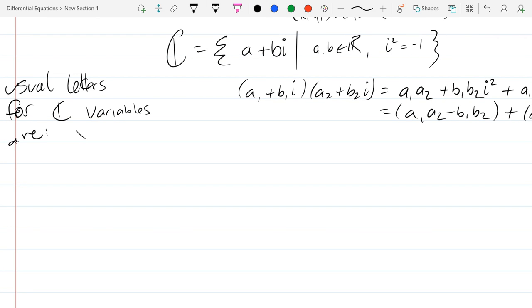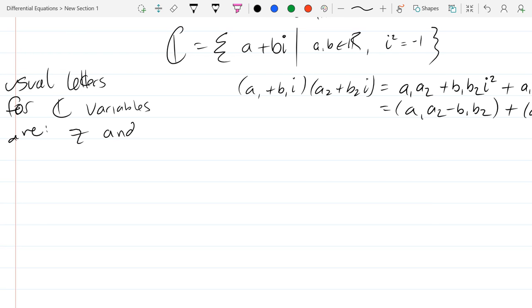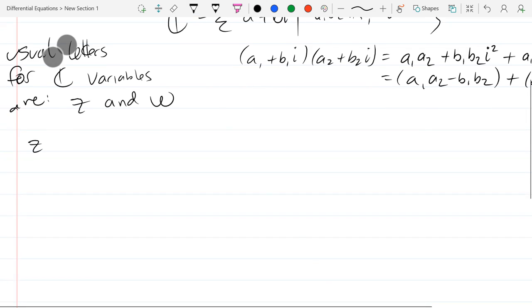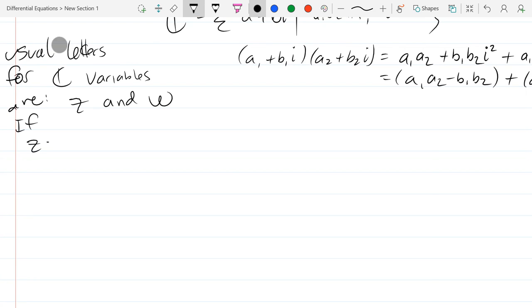So we don't use x normally. We're going to use z's and w's a lot. So z is a plus bi, and w is, we'll go c plus di.